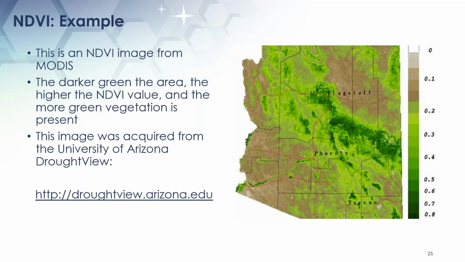This image here is an example of NDVI from MODIS. And here you can see the darker the green area, the higher the NDVI value. And that is where most vegetation is present. So this is in Arizona, showing you the really vegetated region just south of Flagstaff. And this image was acquired through a different tool created by the University of Arizona called Drought View. So you can look at these changes in vegetation over time, for example.